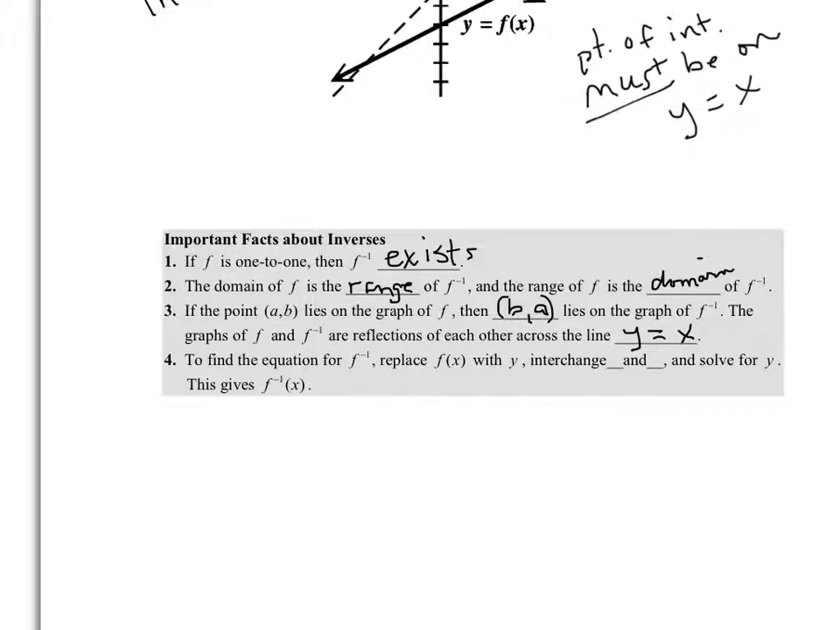And if I want to find the equation for the inverse function, remember first we've got to check to be sure that the original function is one-to-one. If it is, then we can take our original function f of x, replace it with y, and then we interchange the x and y in the equation and solve for y, and that will give us the inverse function.